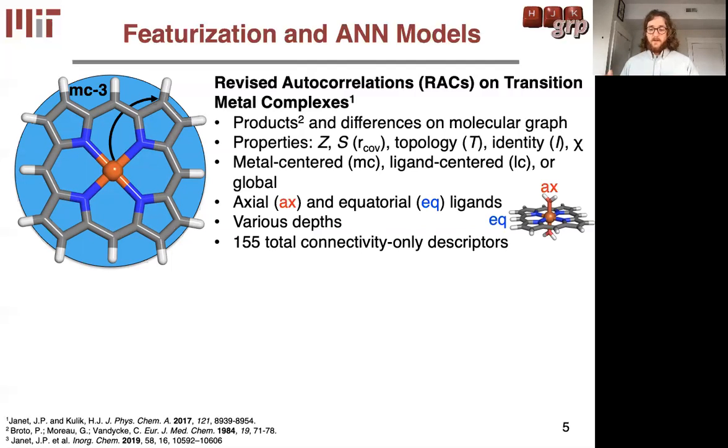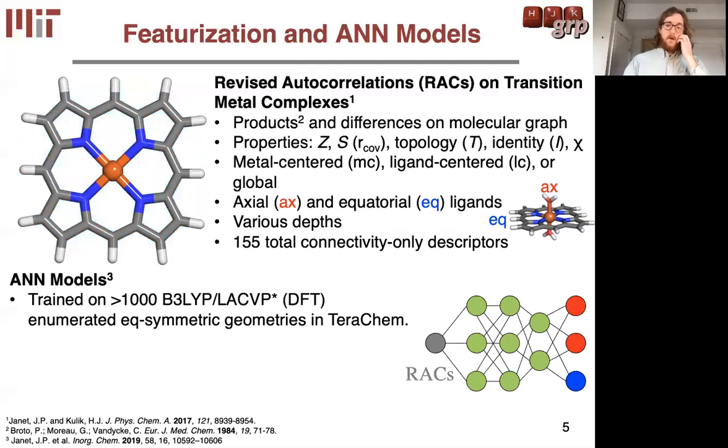only descriptors. So we're not actually feeding any geometric information or bond length information into the model. So we're able to predict from simple graph-based descriptors and chemistry-based properties. We're able to predict things like bond lengths. So the models that we're using are ANN models. They're trained on around 1,000 B3LYP LACVP star density functional theory results on quite equatorially symmetric and procedurally generated complexes. So a lot of these are actually monodentate and have been evaluated with DFT and TeraChem.